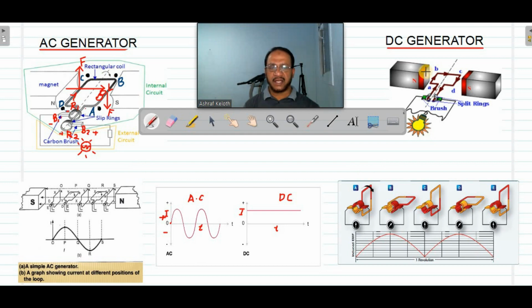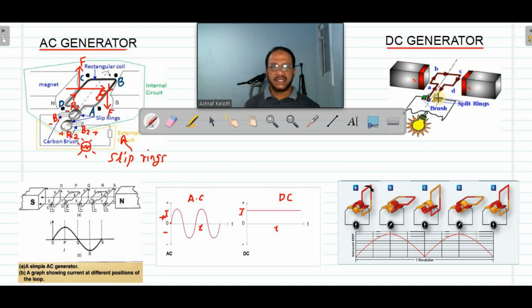This is a DC generator. In a DC generator, there is only one difference. That difference is at the rings. Can you see the difference? What is the difference between the rings of an AC generator and a DC generator? These rings are called slip rings. That is for the AC generator. These full rings are called slip rings.